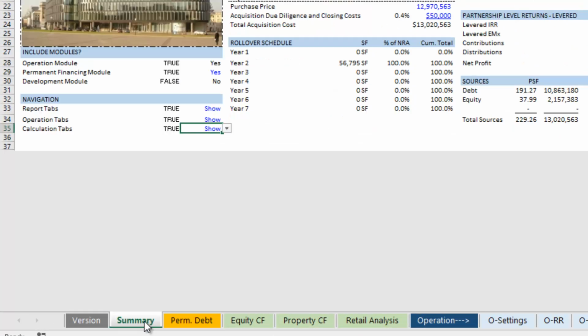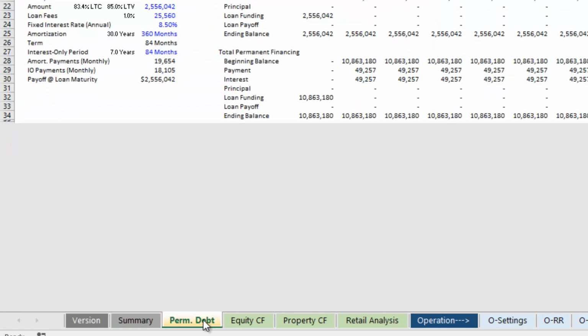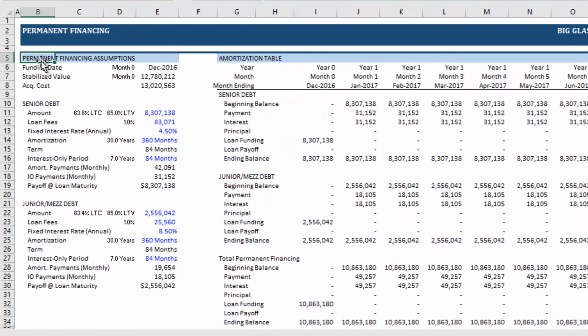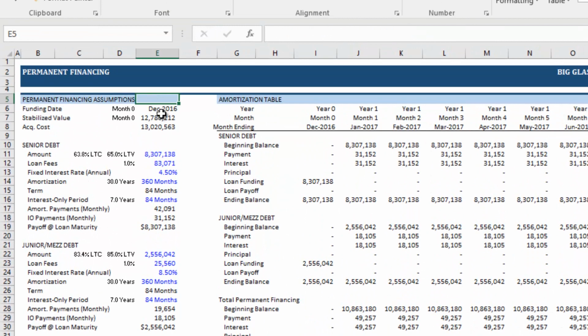We're here on the summary tab. We go here to permanent financing module, and we just set this to yes. And as soon as we set this to yes, this perm debt tab opens up. Then we come up here to the top. Let me just walk you through a few of the outputs first.